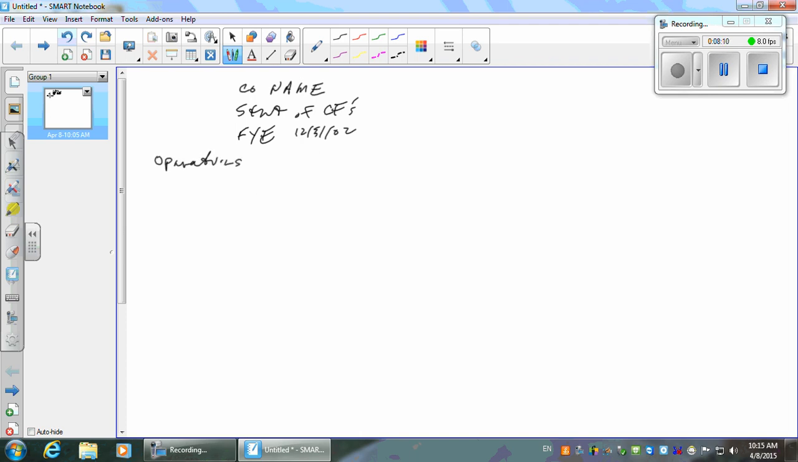Okay, and then we're going to go down about half the page. So as you're setting it up, the heading at the top, then put operations, cash flow from operations. Okay, that's going to be a section. And then we're going to go down about half the page, and we're going to put cash flow from what? Investing. Excellent.